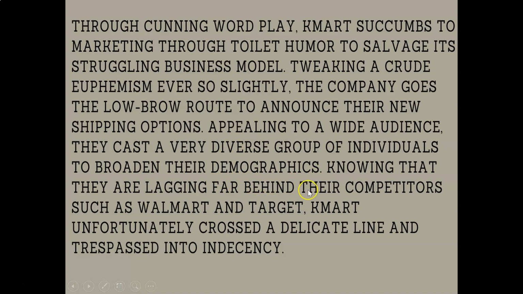Knowing that they are lagging far behind their competitors such as Walmart and Target, Kmart unfortunately crossed a delicate line and trespassed into indecency. Again, it's 4 sentences. Note the vocab, very good: cunning, succumb, salvage, tweaking, crude, euphemism, right? So don't overdo it. You don't want to sound like a goon. You don't want to sound contrived or pretentious. Stay in your wheelhouse. But the vocab is definitely up there. Again, it's 4 sentences.